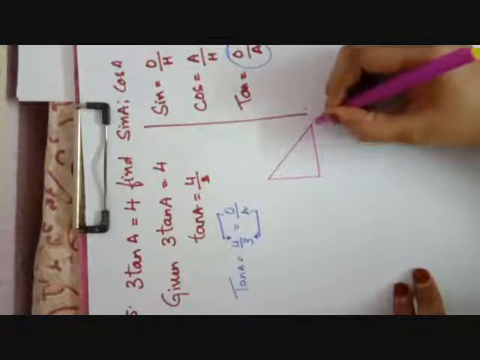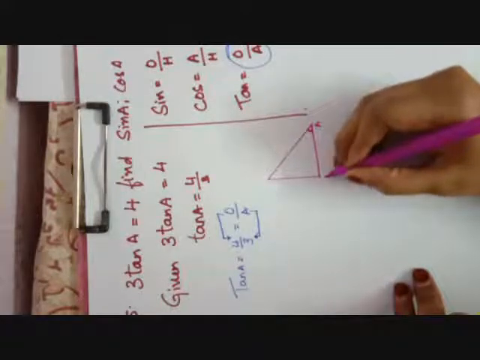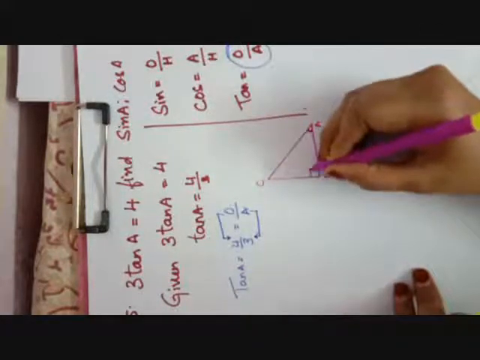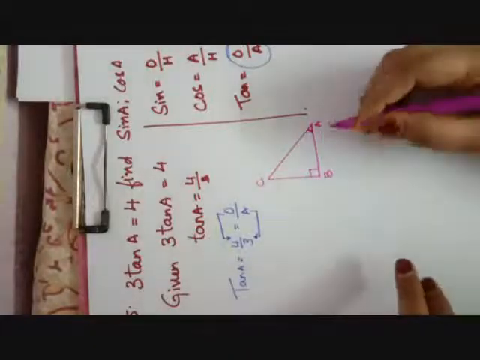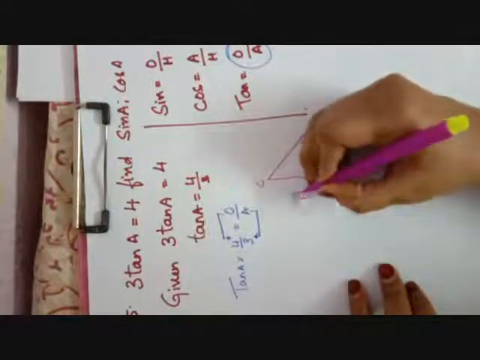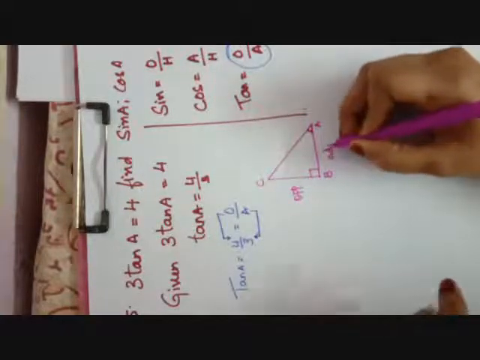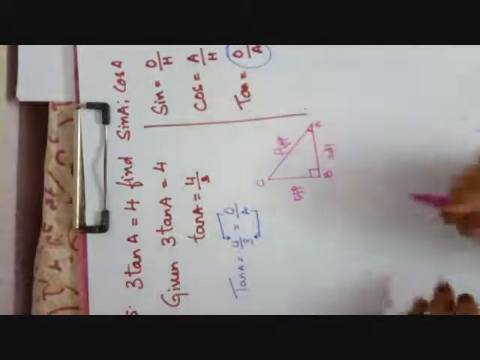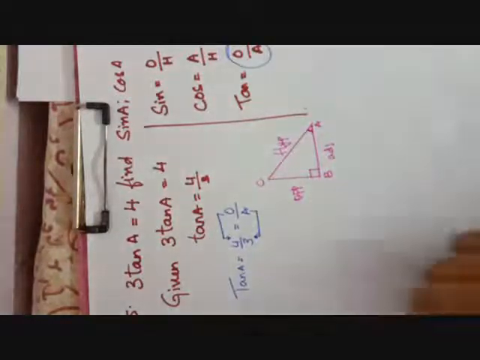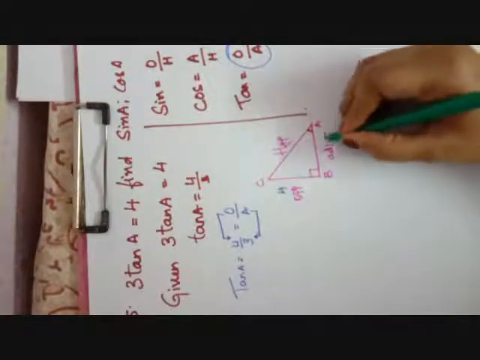Tan A. So we have to consider the angle A. A, B, C. Now tell me, which is your opposite side and adjacent side? Yes, the opposite to this theta is BC. This is your opposite side, and adjacent to angle A is AB. So this is your adjacent side. Side opposite to 90 degrees is always hypotenuse. The values are given. Opposite value is 4 and adjacent value is 3.